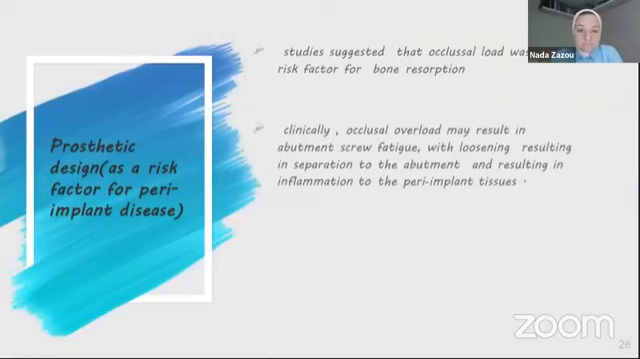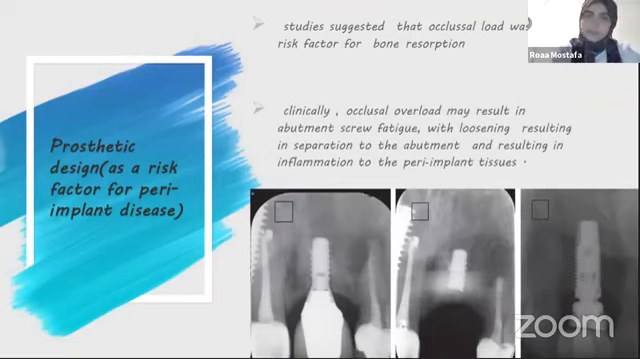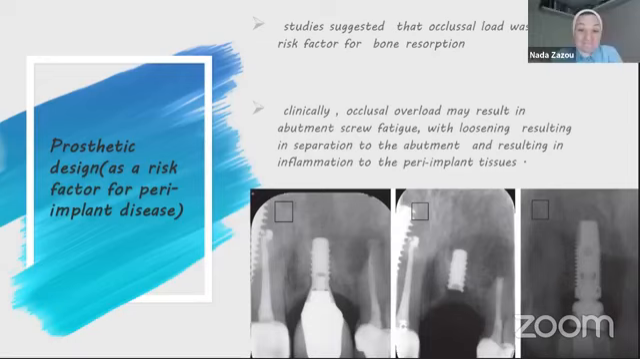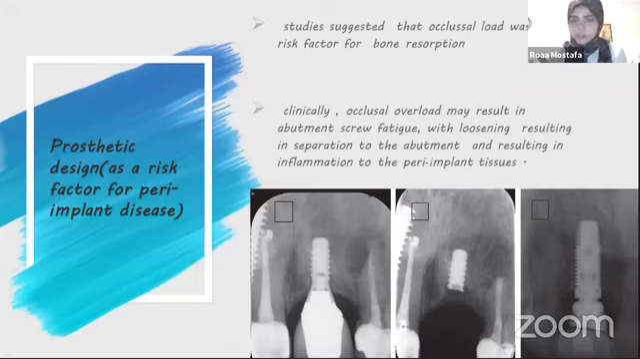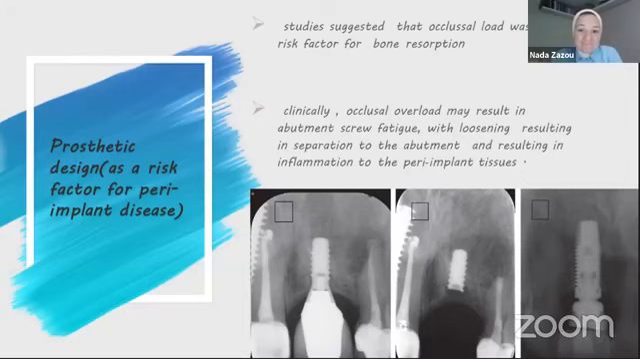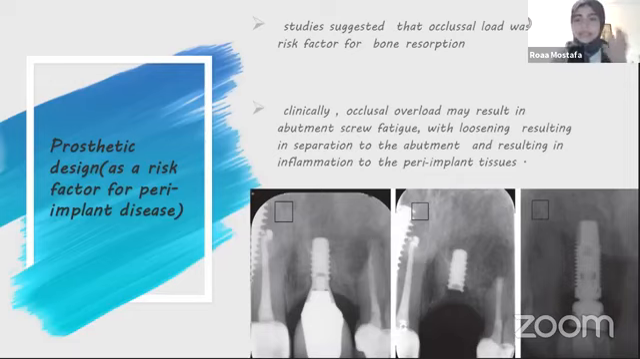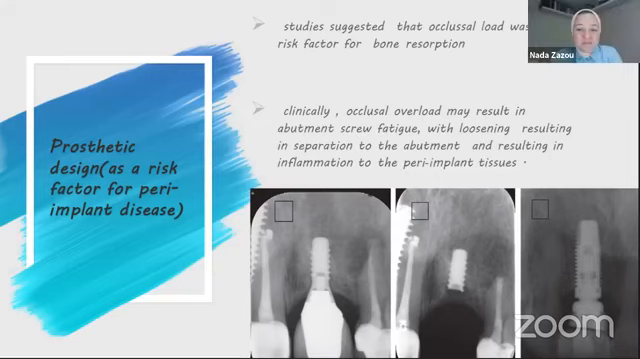And talking about occlusal overload, they said in this paper that occlusal overload as an entity does not cause inflammation, but it can cause screw fatigue, loosening or separation of the abutment, and all of this can cause inflammation. But occlusal overload as an entity is not very remarkable in causing peri-implant disease. And again, the myth is dying. Yes.